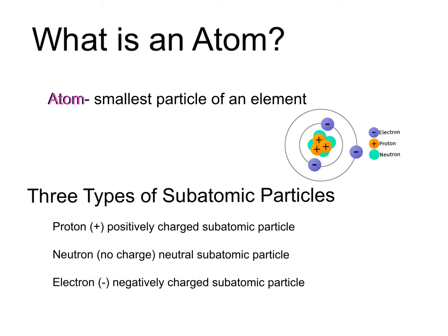Within an atom, there are three types of subatomic particles: the proton, neutron, and electron. The proton is a positively charged subatomic particle. Neutron has no charge, so it's neutral. An electron is negative, so it's negatively charged. In this picture, as you can see, there are three protons, so it would be lithium.